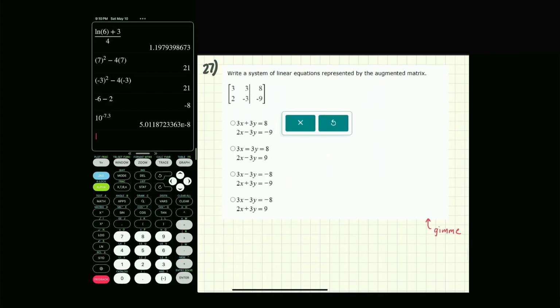27, we're writing a system. Again, we're just writing. We're not solving anything. We're writing a system of equations that are represented by this matrix. So I'll go through this one quickly. We only got two variables here, right? Because those are separated. Our answers are on the other side of this line. So we've got 3x plus 3y equals 8. And then we've got 2x minus 3y equals negative 9. And that's it. Looks like that is answer choice A, I believe.